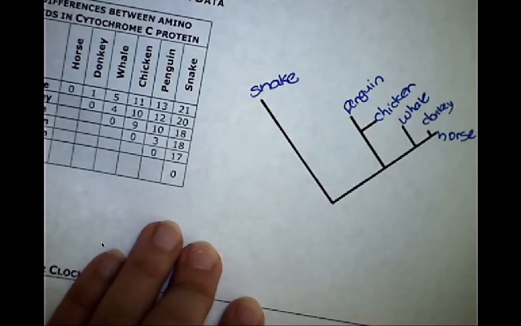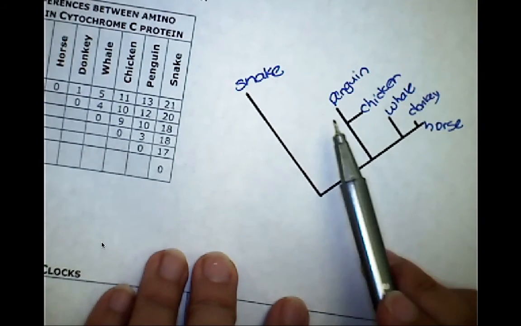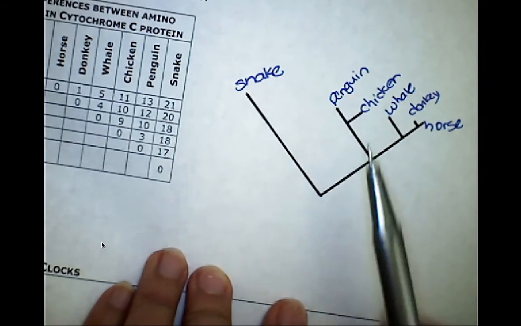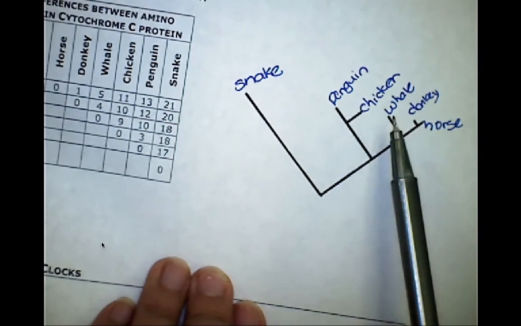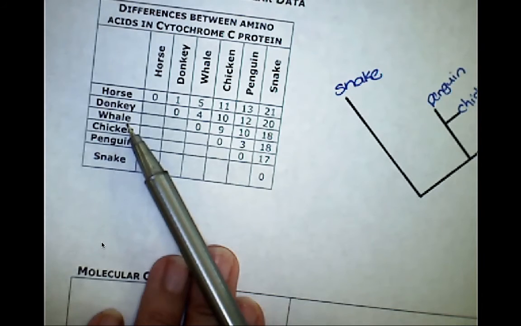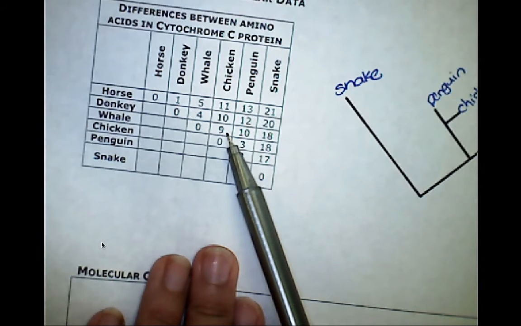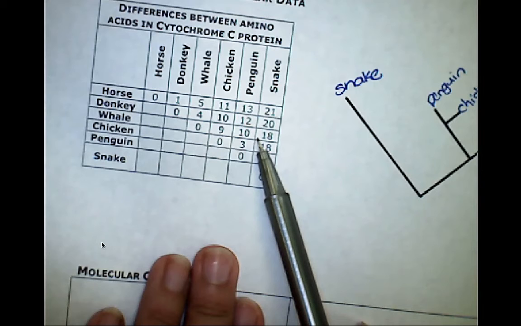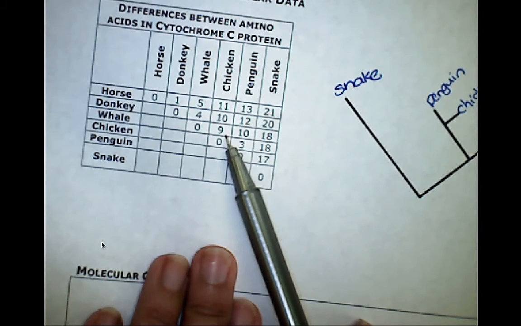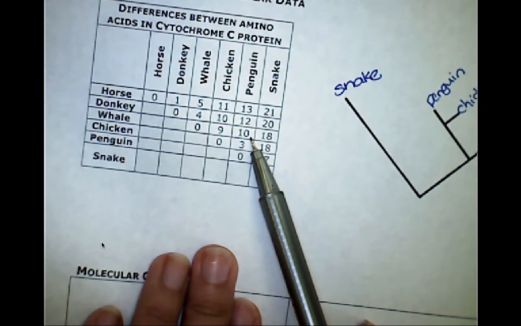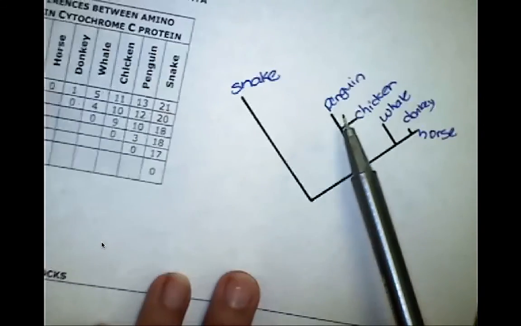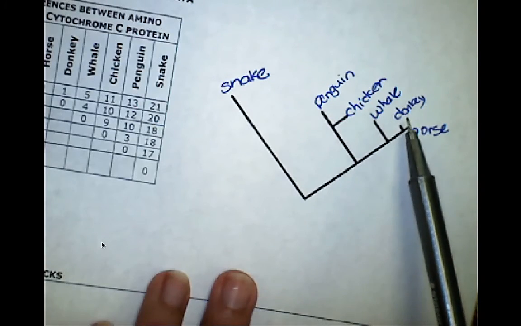Okay. One question I always get is, can you switch the penguin and the chicken? Let's take a look. Let's look at the relationship between the chicken and the whale and the penguin and the whale. So the whale, compared to the chicken, has 9 differences, and compared to the penguin has 10 differences. So the chicken is a little bit closer. There's less differences, so it's a little bit closer to the whale than it is to the penguin. Okay? So you cannot change the chicken and the penguin.